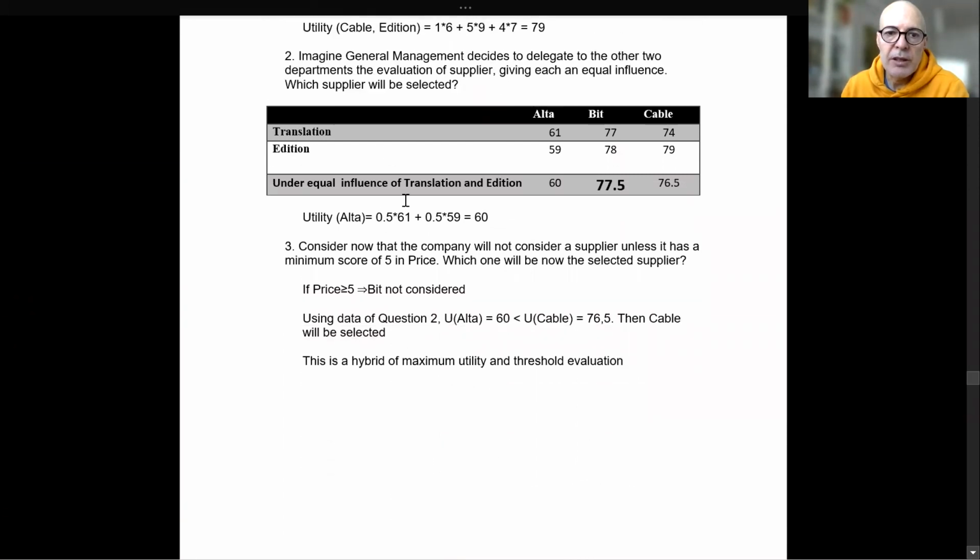Using the data of question 2, in which these two departments equally participate in the decision, we compare the utility of Alta and the utility of Cable. The utility of Cable is higher than the utility of Alta, so Cable will be selected in this case. Pay attention that this is a hybrid evaluation rule, because it has first a maximum utility evaluation rule and later a threshold evaluation rule.